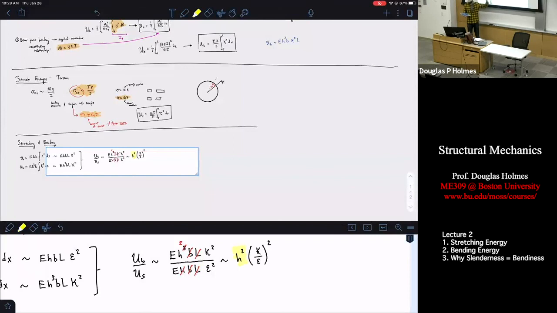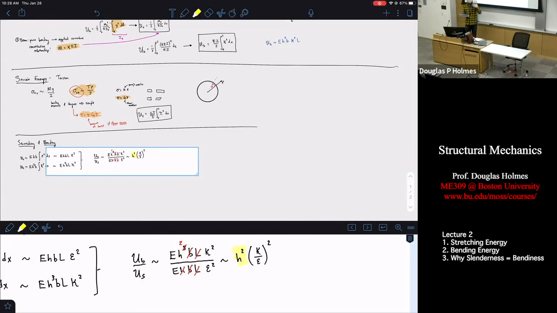As your structure gets thinner, the cost to bend that structure relative to the cost to stretch that structure goes down. And it goes down real fast because this quantity is squared. The smaller h is, the easier it is to bend relative to stretch.